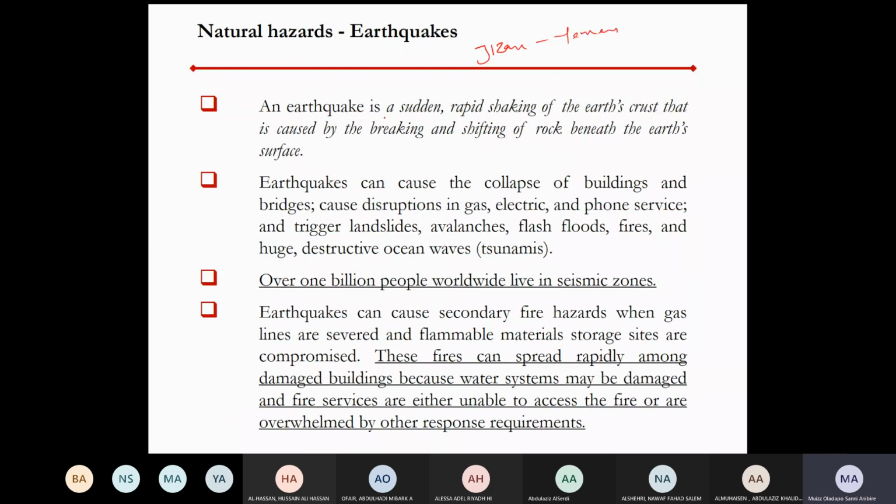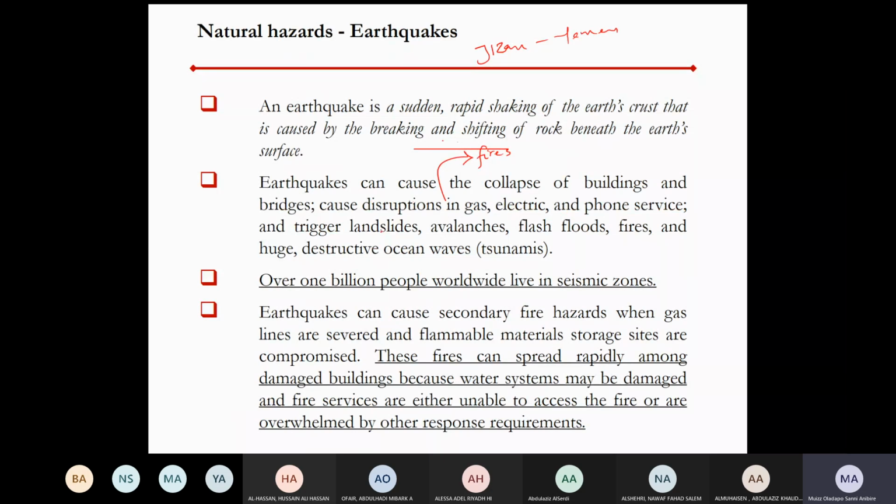So what's an earthquake? An earthquake is a sudden rapid shaking of the earth's crust. This is caused by breaking and shifting of rock beneath the earth's surface. The main effects of an earthquake are that ground shaking can lead to collapse of buildings and bridges, and disruptions in gas. The gas lines could get broken, and this could further lead to fires. That's why we call them post-earthquake fires. Phone services could get disrupted.